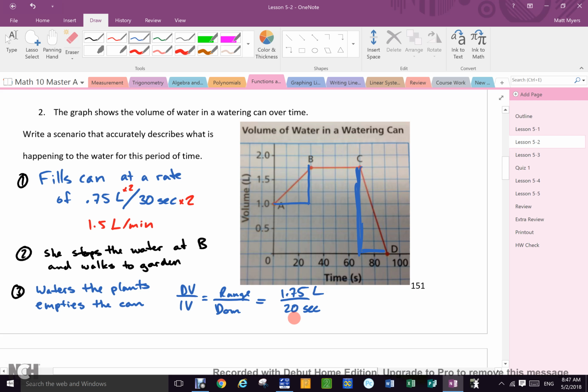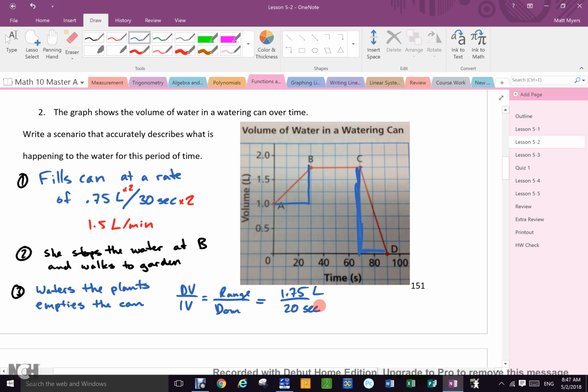Is that correct? Yeah, that's what happened. Is that the way we would like to write it? No. What's wrong with that? We don't like the 20 seconds. What would be a better time there?